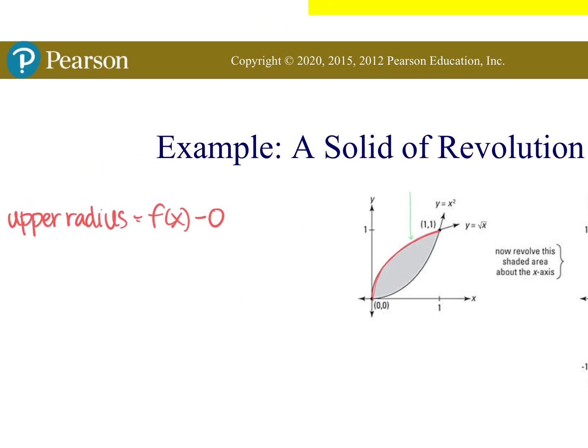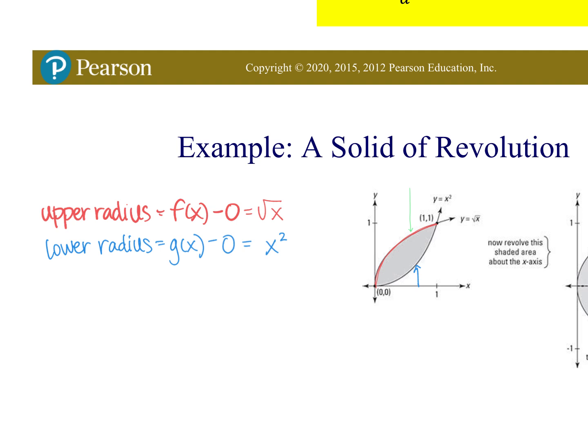So my upper radius is going to be root x. My lower radius will be g of x minus 0 because of the x-axis, and that would be the lower one, which is x squared. We don't normally think of x squared being lower than a square root, but from 0 to 1 it is. Once they cross at 1, 1, then it's the reverse, but because we're in 0 to 1, all right, our area we set up this way.